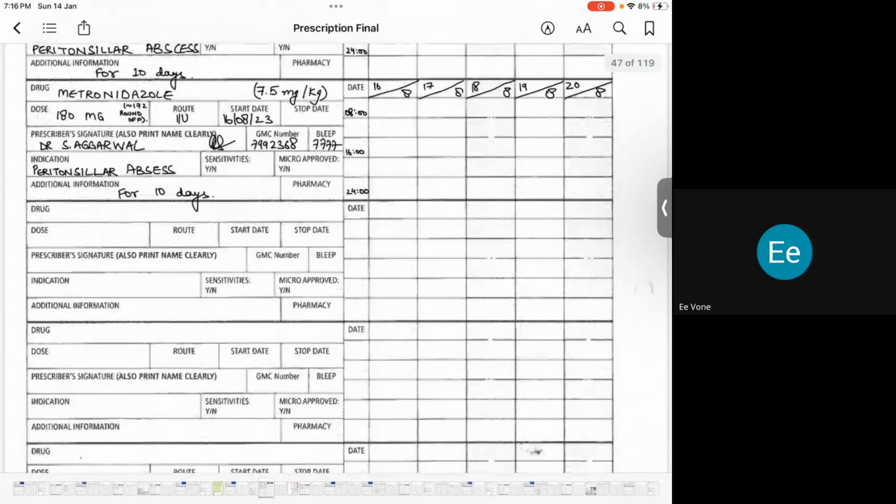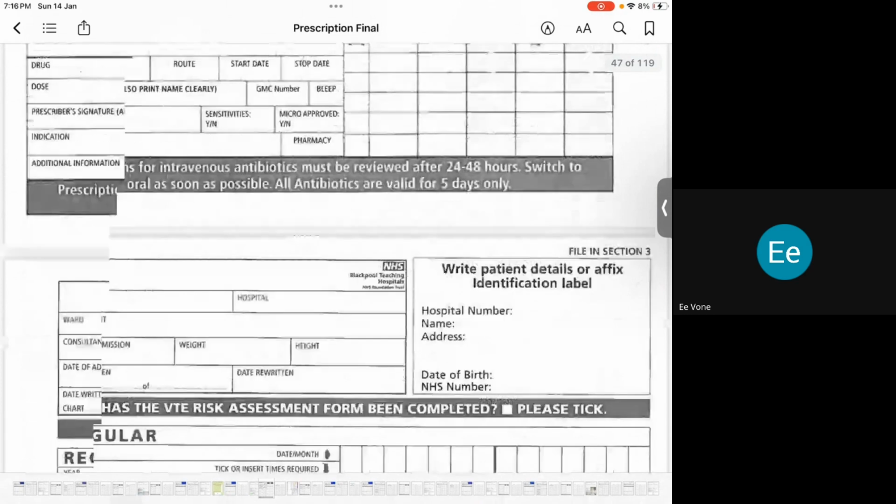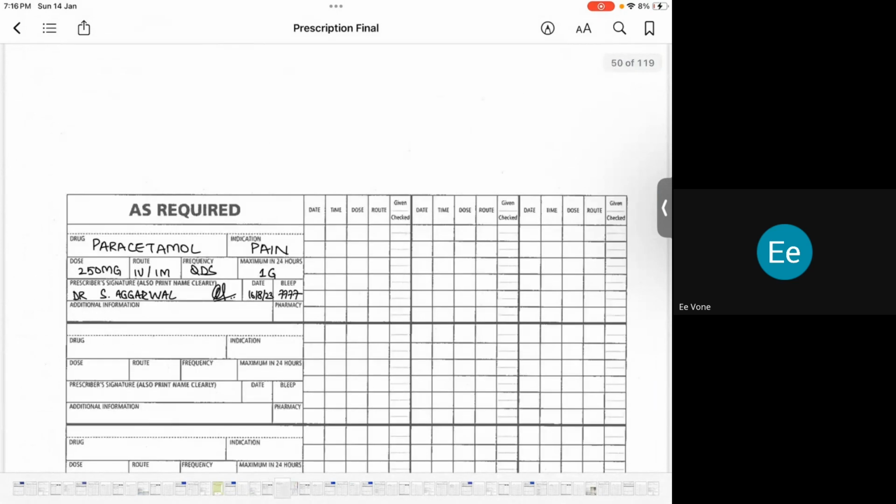The other drug is metronidazole, which is also an antibiotic. We have to prescribe 7.5 mg per kg. So again 7.5 multiplied by 23, which is going to be 180 mg. In the abscess we have pain, so we are also going to give paracetamol IV. The maximum dose in 24 hours is 1 gram, so at one point of time we give IV 250 mg paracetamol.